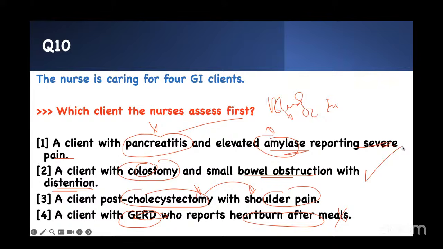It can have basically an aspiration issue. You can have perforation. We got to take care of the bowel obstruction as soon as possible. So 2 is your right answer.